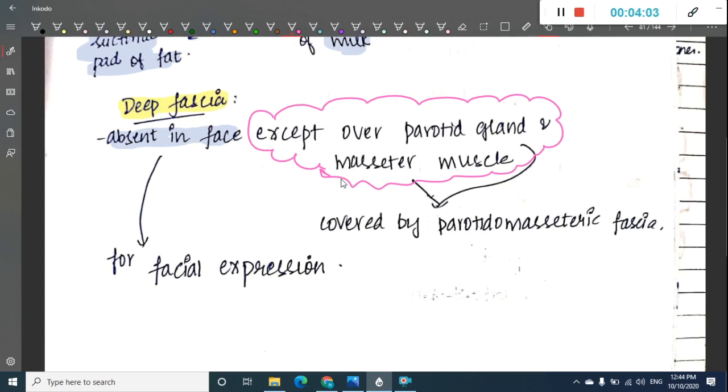So it is difficult for natural elasticity of the face. So as a result, this deep fascia is absent in the face. And this parotid gland and the masseter muscle, these both are covered by parotidomasseteric fascia, which is a deep fascia. So in the face, you will have deep fascia only in two regions, one in the parotid gland region and the other in the masseter muscle.